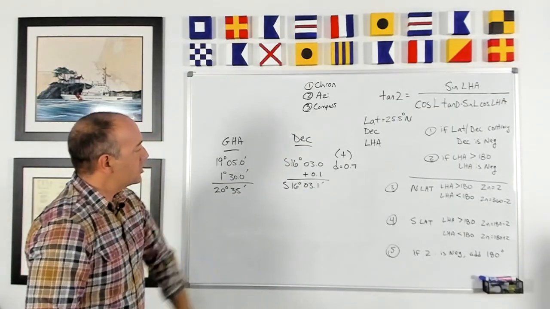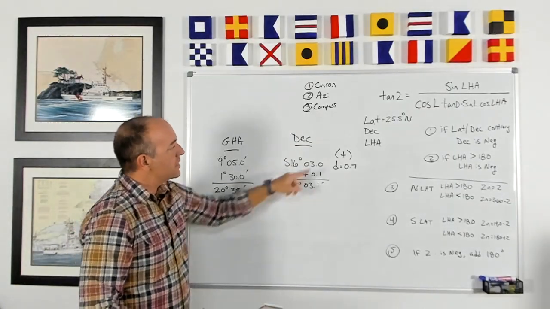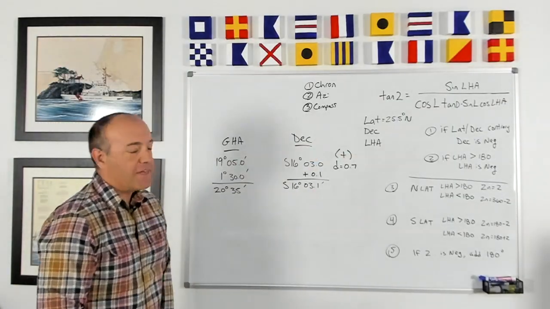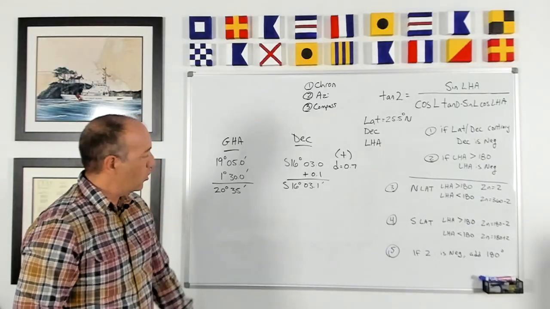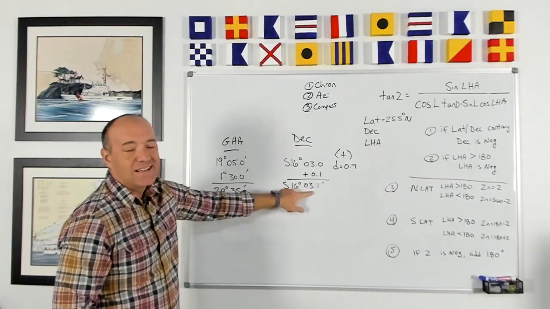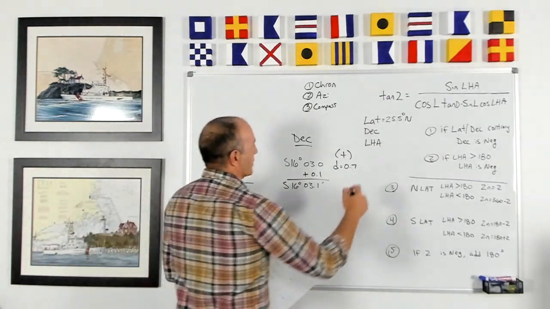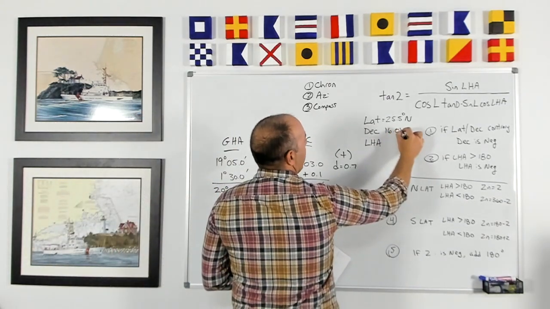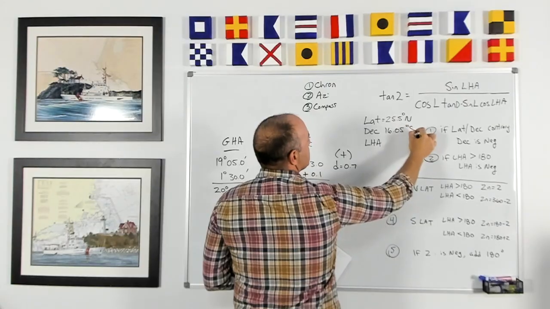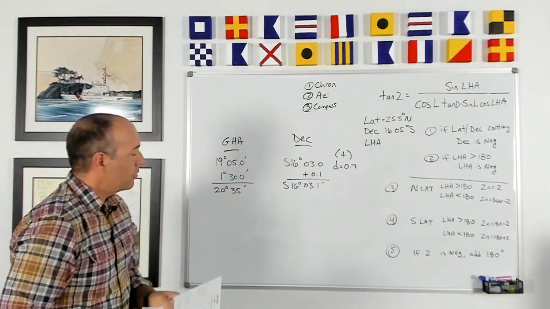All right, so declination is good. Why don't we first convert this into decimal notation and get that up into our solution board here. So 03.1 divided by 60 and then add the 16 degrees will give us 16.05 degrees, and it is south, okay? South.